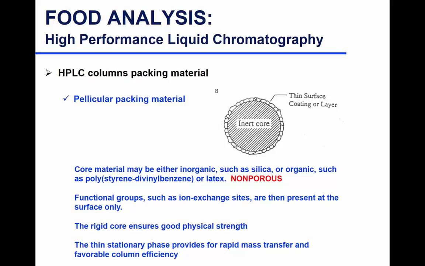Sometimes you have an inert core that doesn't have pores, so it does not let the sample go through. And then you have a thin surface coating. Like we said, when you have less stationary phase, you have better resolution because you have less material for the solute to go in. And this is called pellicular packing. Again, you can have functional groups as ion exchange or C18 or what have you. It's a very rigid core, so it's a very strong support. It will stand high pressure. And the thin stationary phase improves resolution, like we talked about.